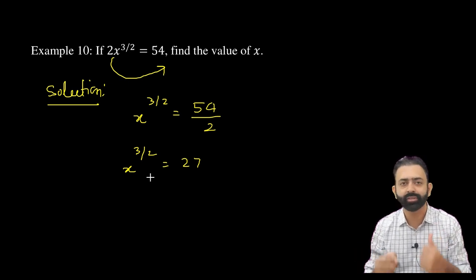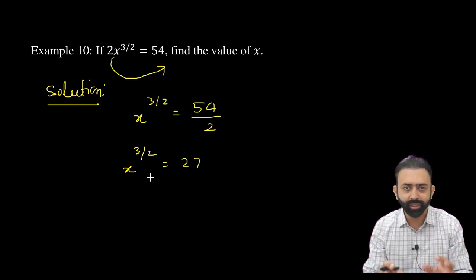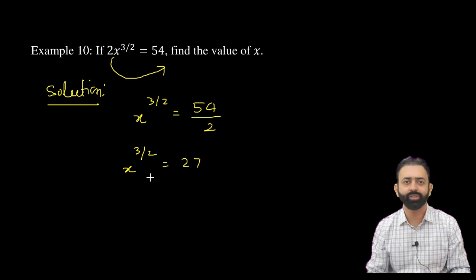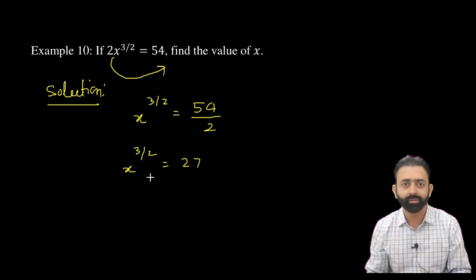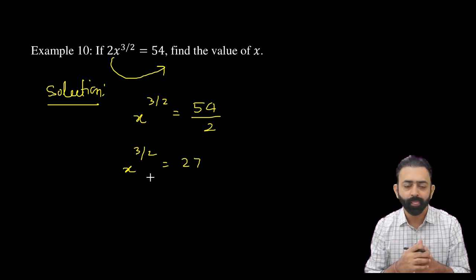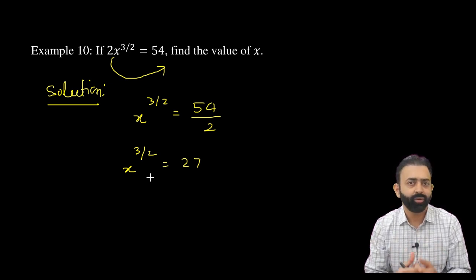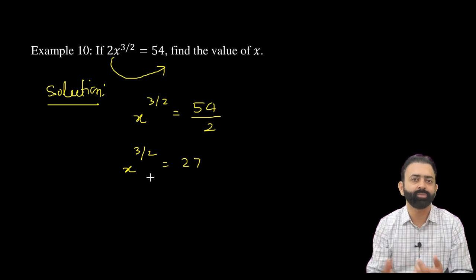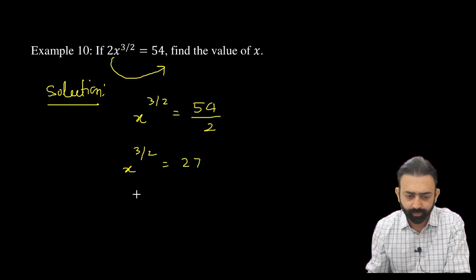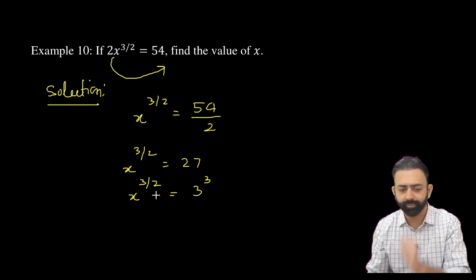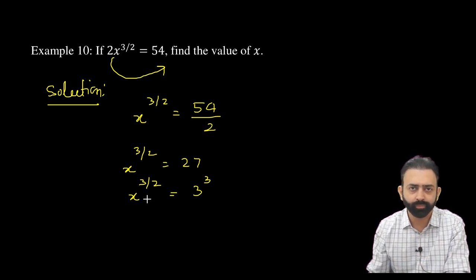Since we are dealing with exponents, whatever is given to us in numbers, I need to write those numbers in some exponent form. So the moment I see 27, I can write this as 3 cube. Initially it was 54. I couldn't write this 54 using some known exponents. Okay. So x raised to power 3 over 2 is equal to 3 cube. Fine till now.